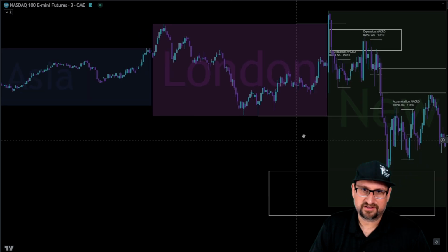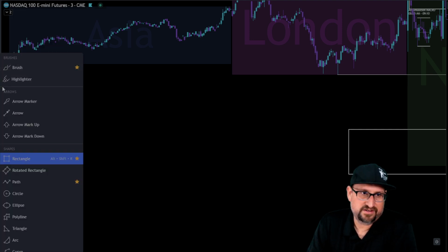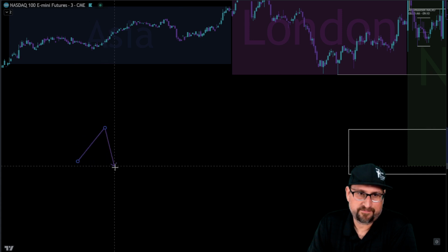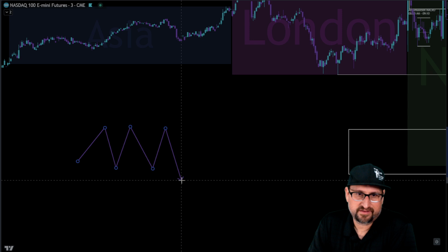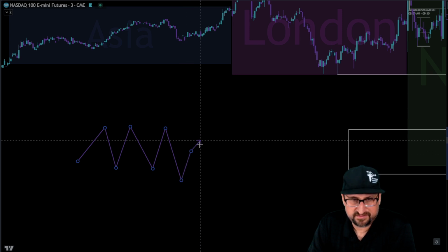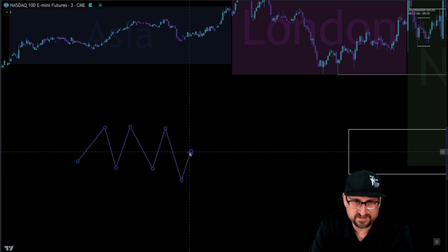Let's go ahead and draw displacement really quick just to make sure that was all chart examples. Where's my path? Here we go. Okay. So this right here, that right there is not displacement. This right here is manipulation. It comes down, it sweeps these lows, and now it's coming back in.